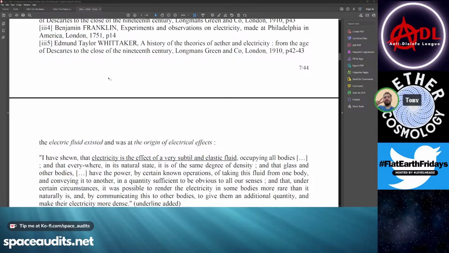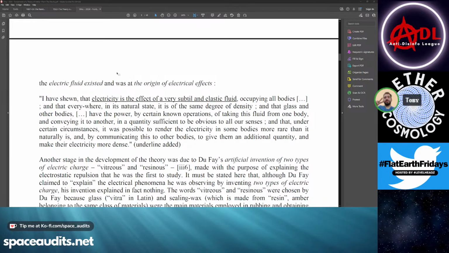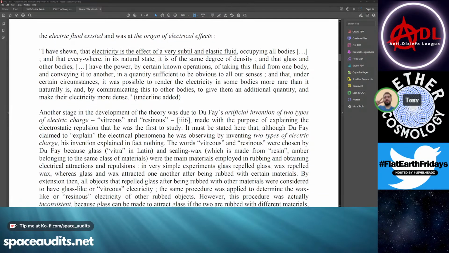Wait, is that the book I have? No. Okay. It's in the library. Should be. Oh, it is nice. I have a physical book of a similar title as well. Oh, okay.